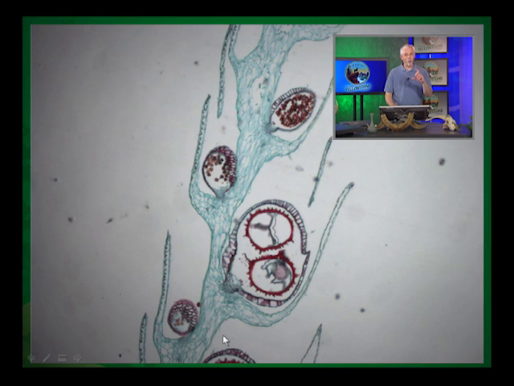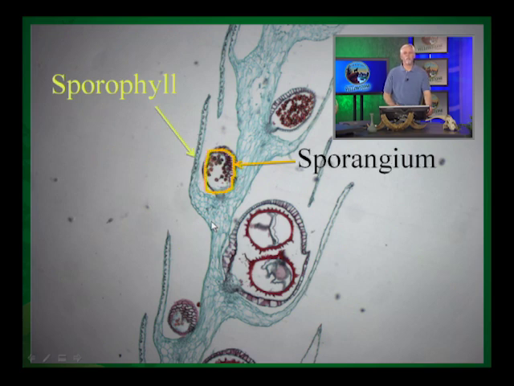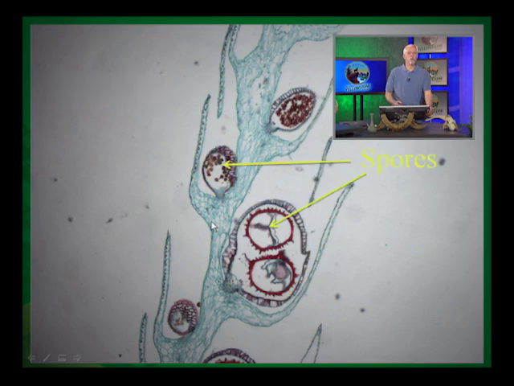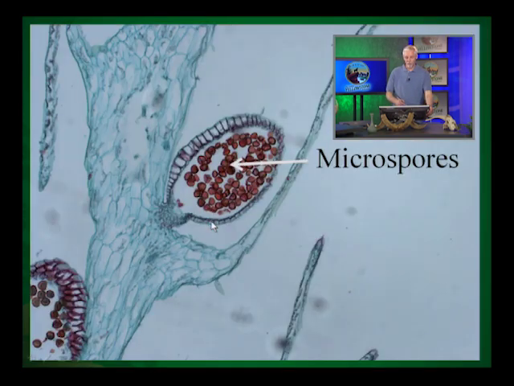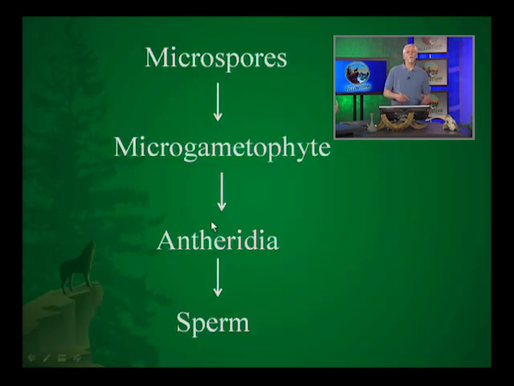So if we were to look at a longitudinal section, a section through one of those strobili that I showed you a couple of seconds ago, we would see the sporangia with the spores inside, and here are the sporophylls. So again, the individual sporophylls, the sporangium, so different types of sporangia. And you'll notice that some of those spores are really big and some of the spores are really small. So we refer to the small spores as microspores, the large spores as megaspores.